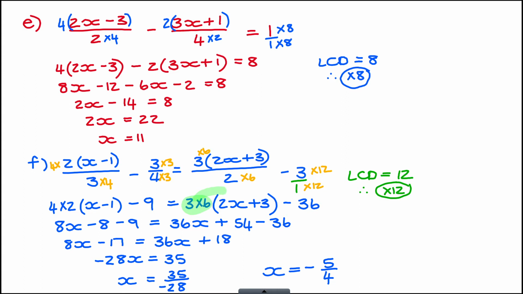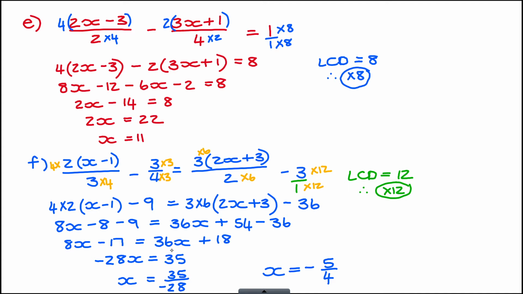Now 18 times 2x gives me the 36x, and 18 times 3 gives me the 54. Okay. Right, so this lab, yeah. Okay, what I did here is all I did is simplify. The 8x stays 8x, minus 8 minus 9 becomes minus 17. 36 stays 36x, and then 54 minus 36 becomes 18. All right, I simplified so that it looks better. Otherwise, it's too much, right?